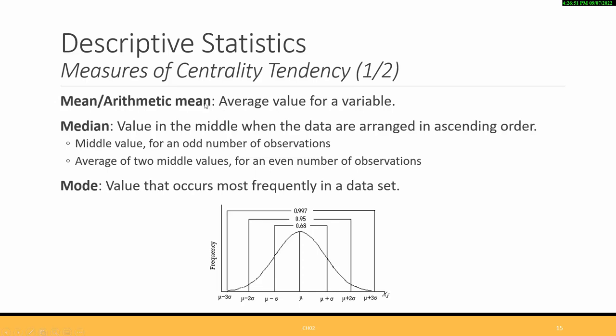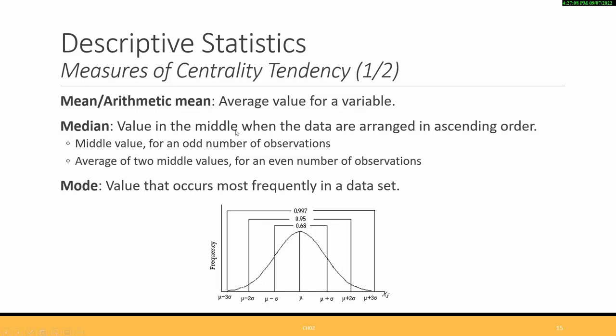So mean is a simple average of numbers or variables. You can calculate that by summing all the values, divide by total number of observations in that data set, and you get your arithmetic mean.